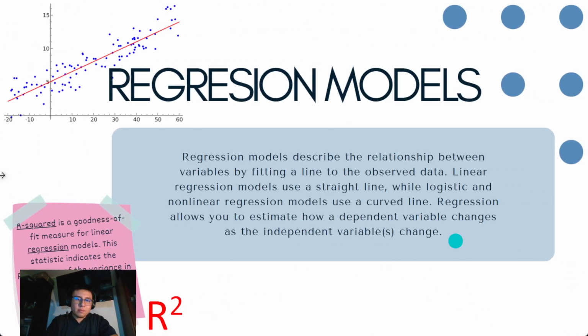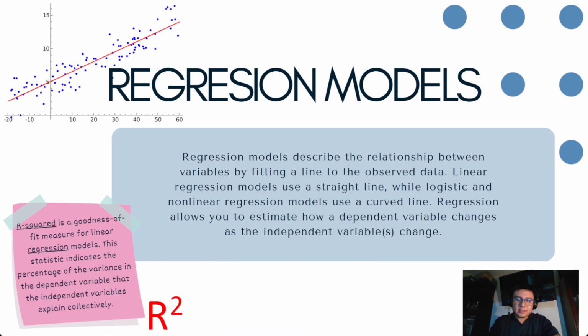So we might use regression models. Basically, our regression models tell us the relationship between the variables by fitting a line to the observed data. Here we have a picture, and to tell if a model is good or not, we might use the R squared. Basically, the nearer the R squared is to 100%, the better the model is.